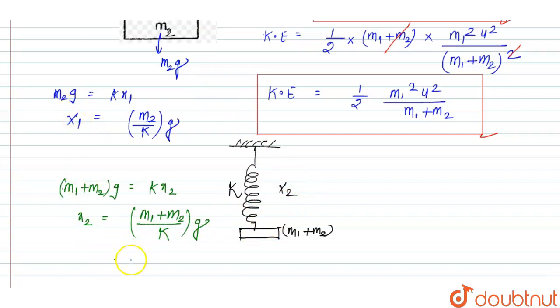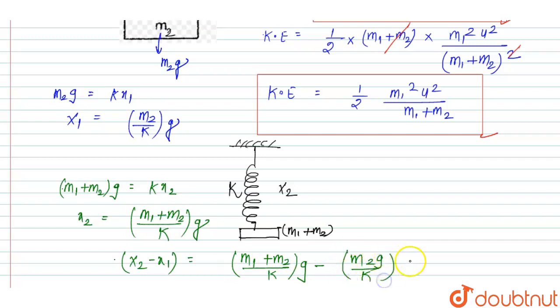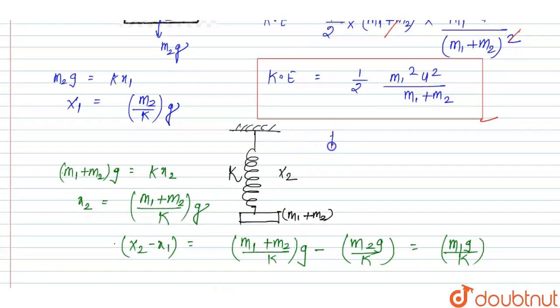Then the total elongation is x2 minus x1, which is m1 plus m2 by k into g minus m2 into g by k. When we solve, we get m1 into g by k. Then the energy of the spring mass is half of k into x, where x is x2 minus x1, that is half k into m1 g by k to the whole square. This is the value of the potential energy.